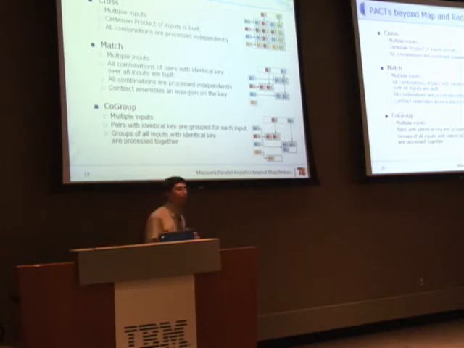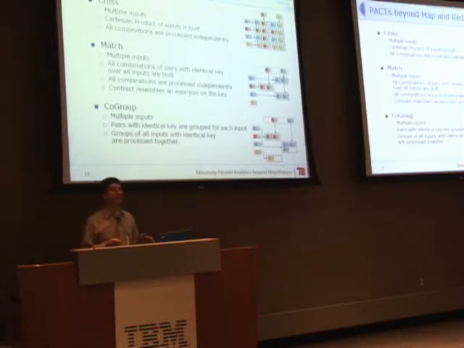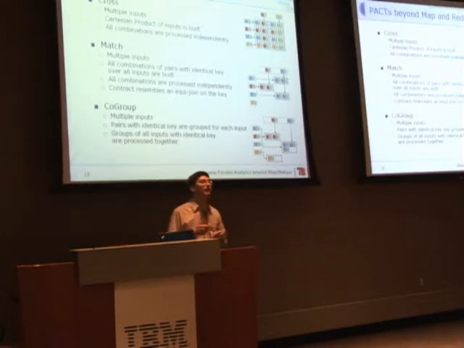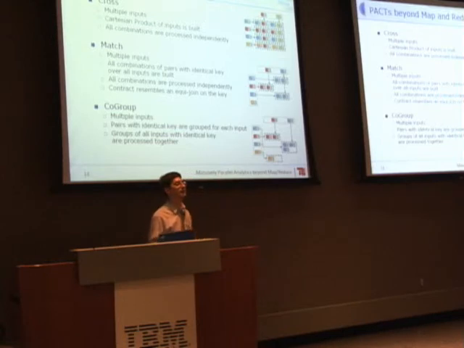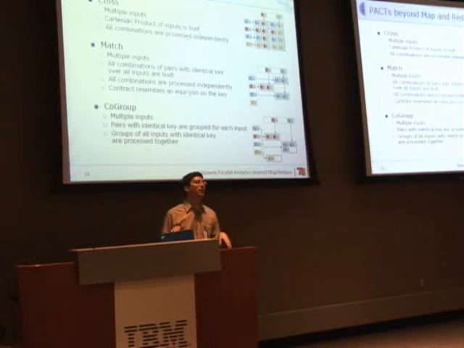So cogroup is another contract that's interesting. It again has multiple inputs, and pairs with identical key are grouped together for each input, and the groups are processed together. So this is another way of doing joins. You could try to do outer joins like that, but you can also do other operations. But again, the important thing is it's a contract for how the data arrives at the first-order function.